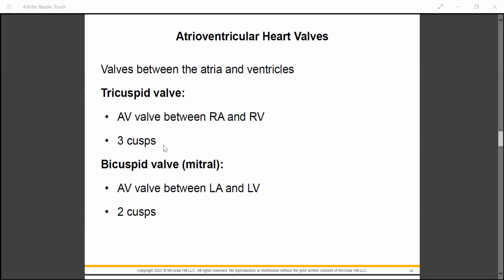This term cusps down here, I'll point it out when we see an interior view of the heart, but it's just the way that our valves are attached to our heart wall and how they function. But our tricuspid valve has kind of 3 anchor points, while our bicuspid valve only has 2 anchor points, which is how they get their name. And you'll notice our bicuspid valve is also often referred to as the mitral valve.